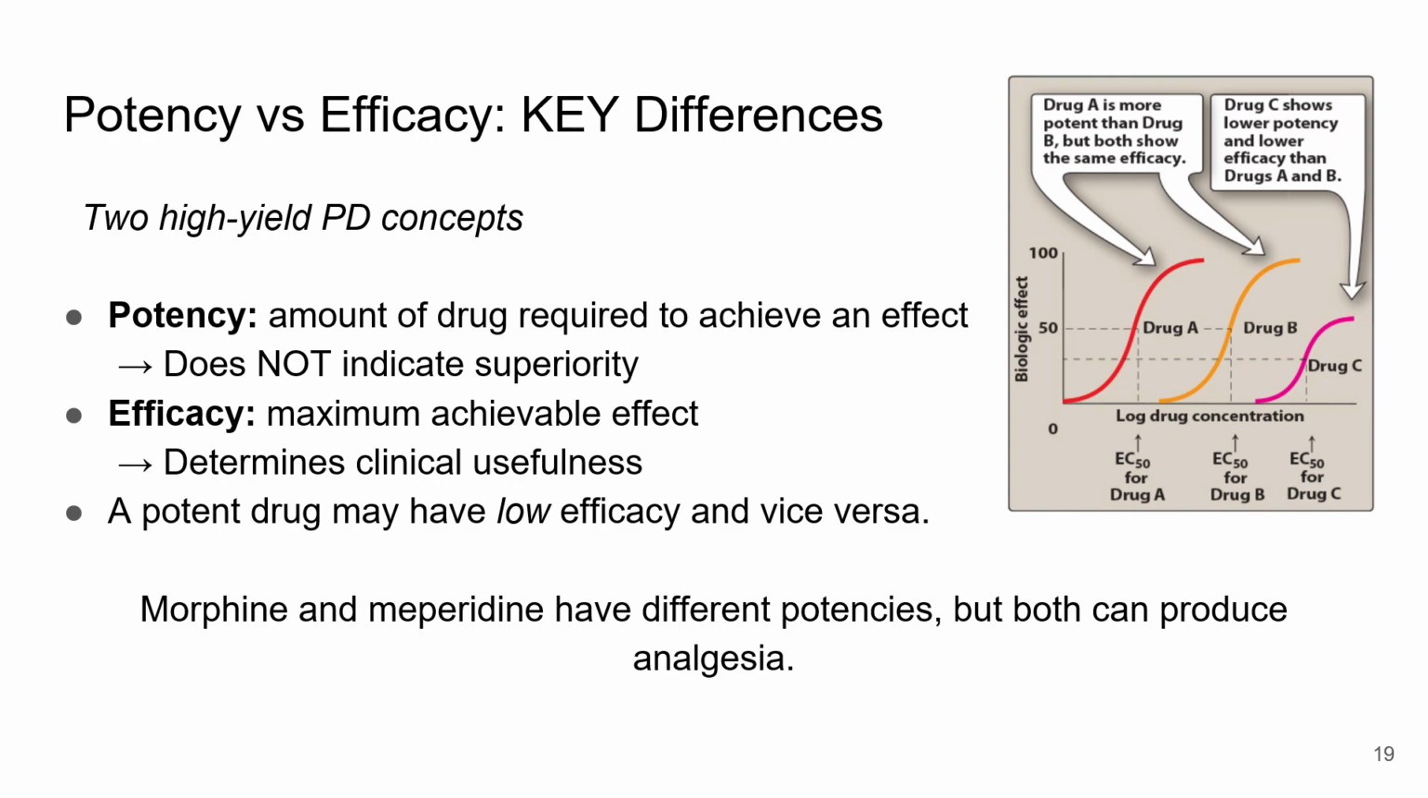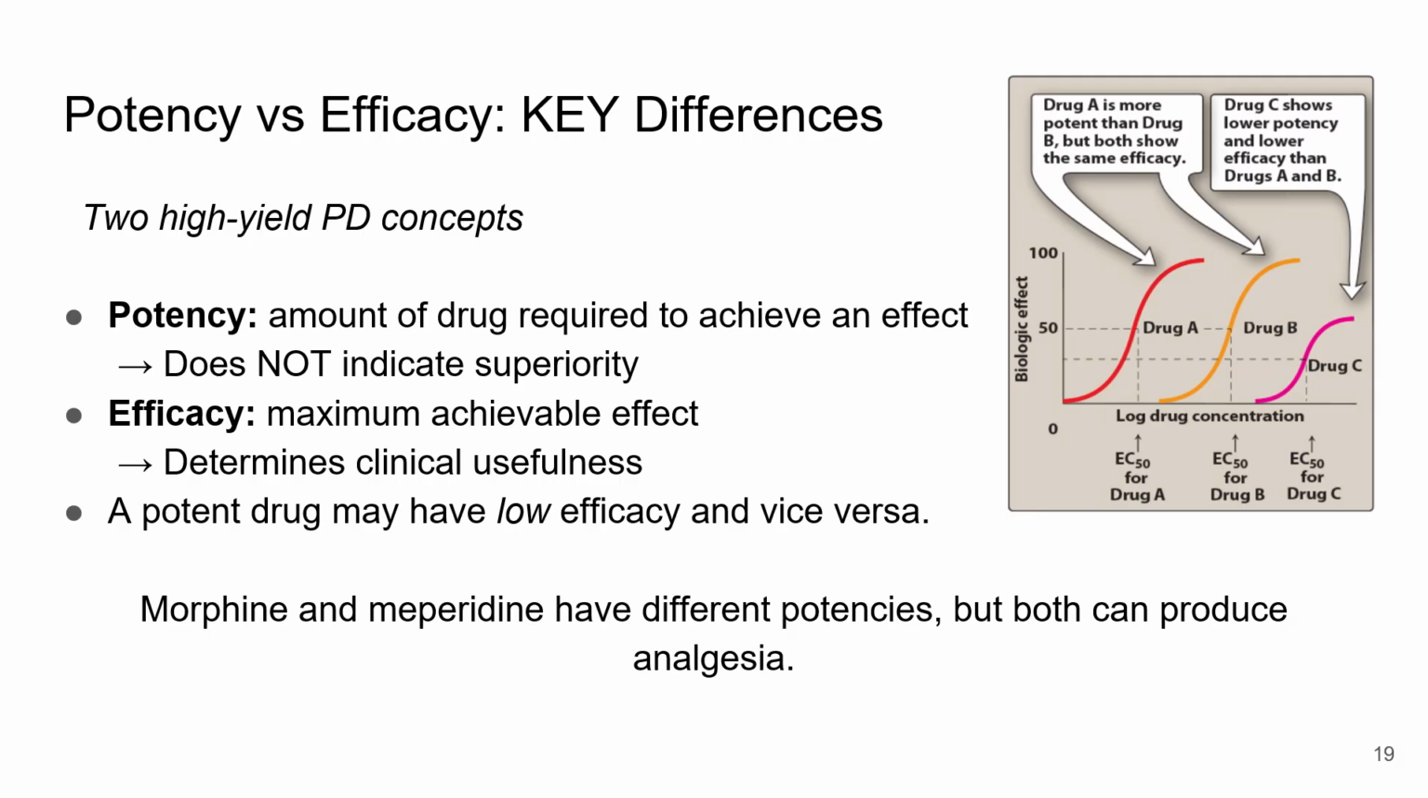Efficacy, on the other hand, refers to the maximum effect a dose can produce. The maximum effect a drug can produce, no matter how much you give. And this determines its clinical usefulness. So you can give huge amounts of a drug, but a drug will max out on its efficacy. And if a drug cannot achieve the desired effect, increasing the dose won't fix that, right?